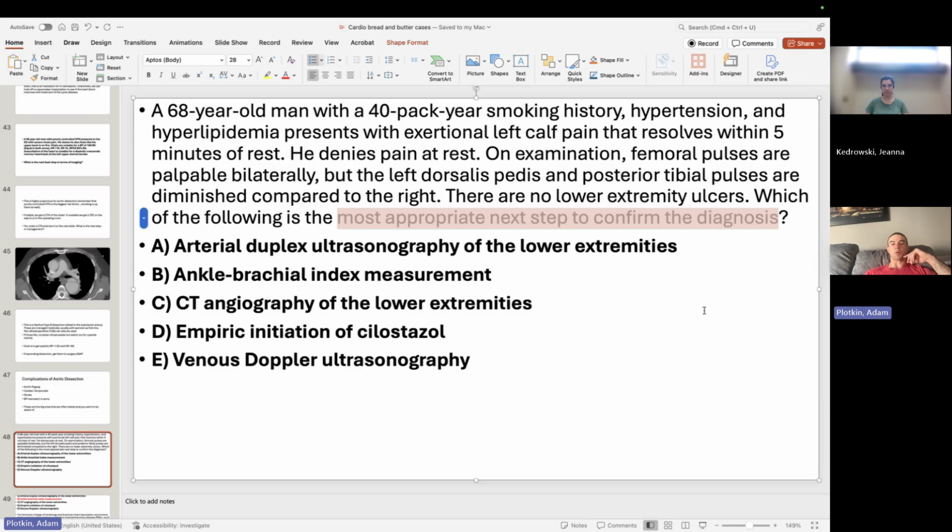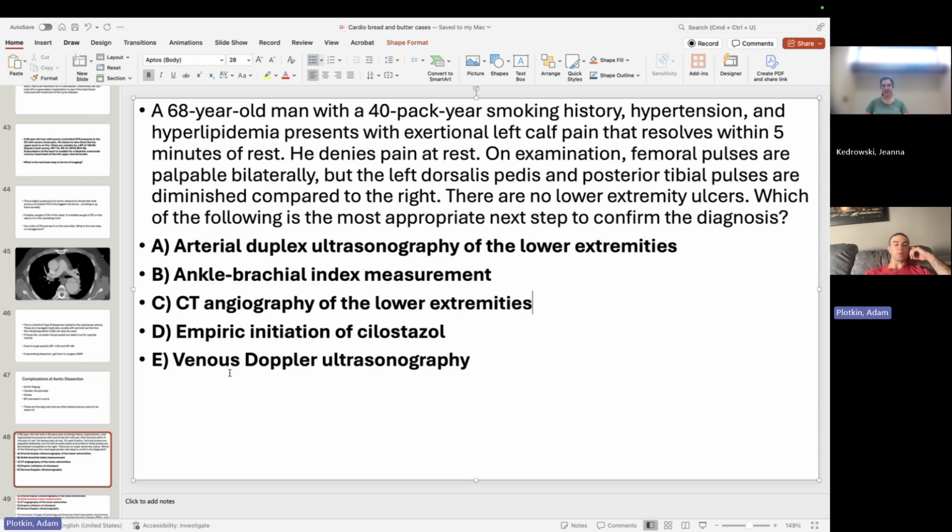Which of the following is the most appropriate next step to confirm the diagnosis? We have a 68-year-old man with a 40-pack year smoking history, hypertension, and hyperlipidemia. They present with exertional left calf pain that resolves within 5 minutes of rest. He denies pain at rest. On exam, femoral pulses are palpable bilaterally, but the left dorsalis pedis and posterior tibialis pulses are diminished compared to the right. There are no lower extremity ulcers. What do we do to confirm this diagnosis?